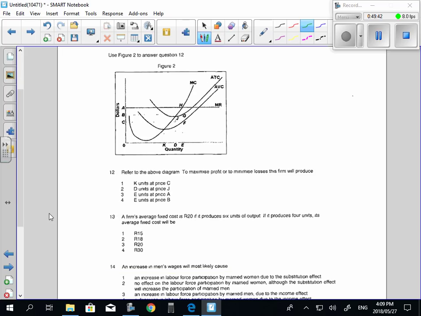Right. Question 12. Refer to the above diagram. To maximize profit or to minimize losses, this firm will produce what? To maximize profit, you need to produce where your MC curve intersects your MR curve. So you will produce at point H, which corresponds to, I don't know what that corresponds to. Let's just say it corresponds to E. E units produced at a price of A.